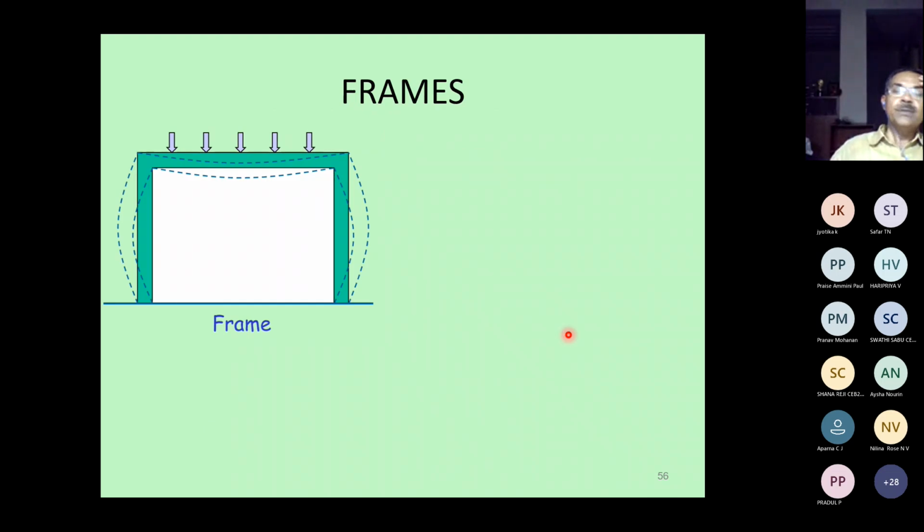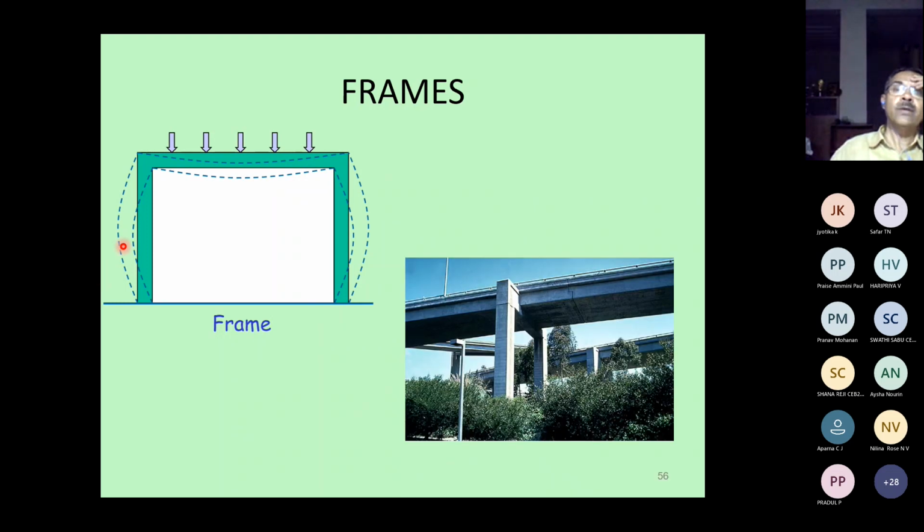Then comes frames. The frames are basically elements that are rigidly connected at junctions. This junction should be capable of transferring the moment across the beam and columns. Then only it becomes a frame. The frames can be used to carry both vertical loads as well as horizontal loads. So if you have an earthquake or a wind load, if there is a frame, the frame will contribute to carry the earthquake or the wind load.